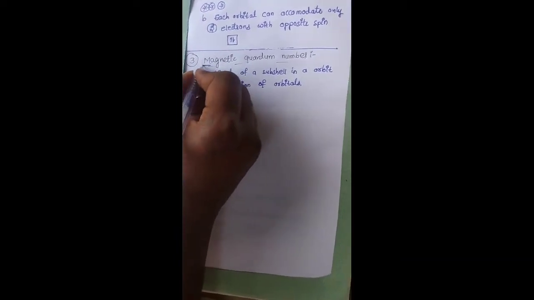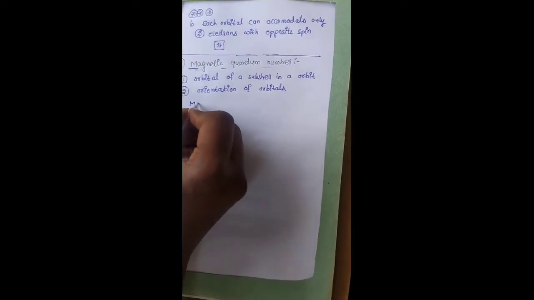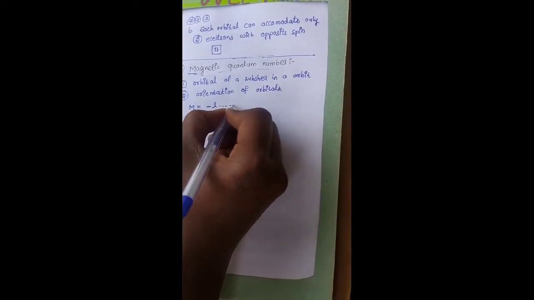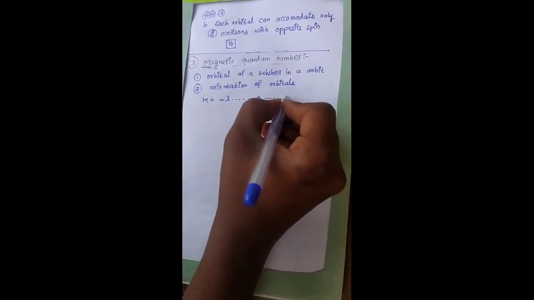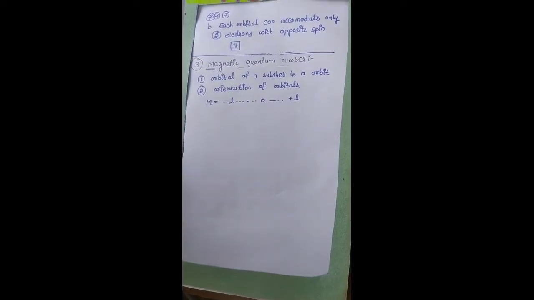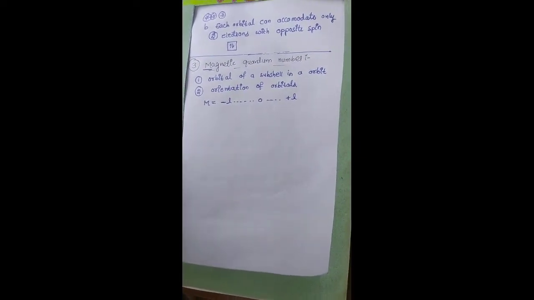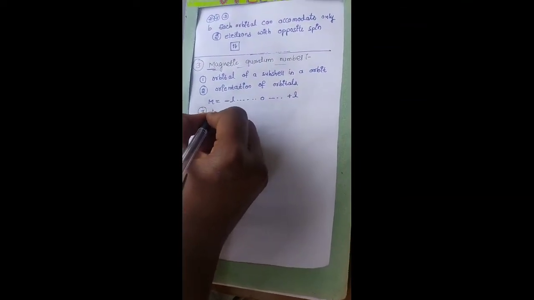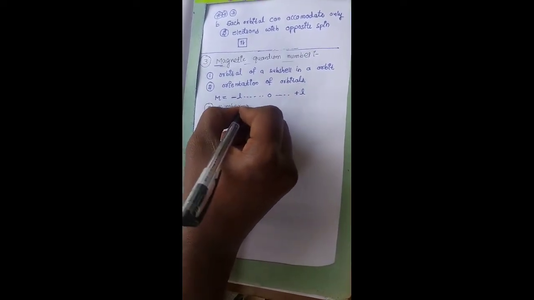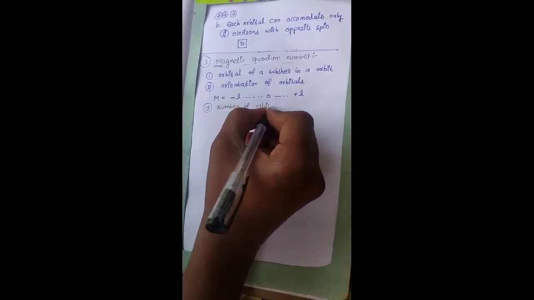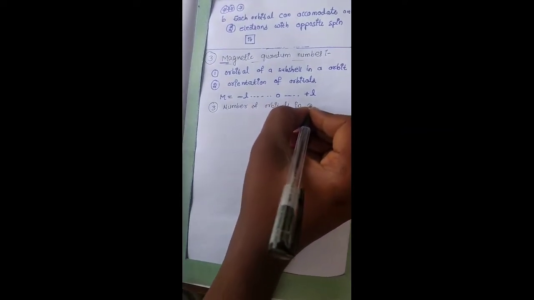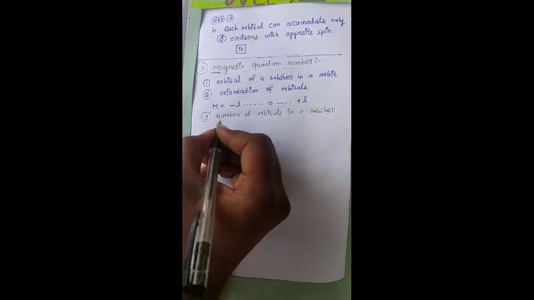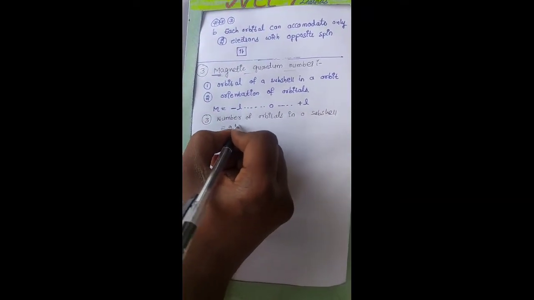So here it is represented by m. Magnetic quantum number is represented by m. m is defined from minus L to 0 to plus L, students. And we have one more formula that I will write here. The number of orbitals in a subshell is 2L plus 1.